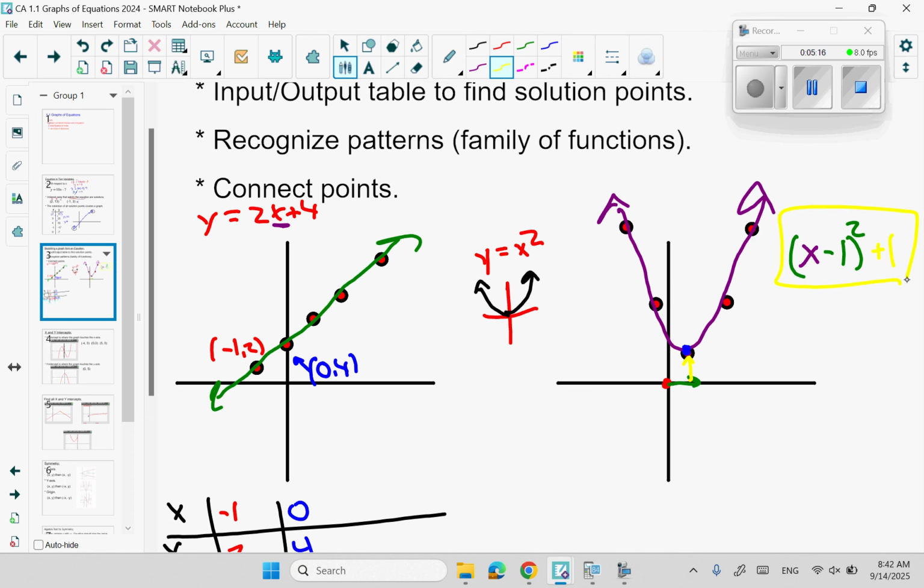But we're not going to really expect that quite yet. We'll hit transformations later in the year, but those are just some things to keep in mind. A quick refresher, when things happen inside the function, so in this case, inside the parentheses, that moves it left and right and always opposite. So I went to the right one, so I did -1. And when things happen on the outside, it's a vertical shift, and it's normal, so up one there.